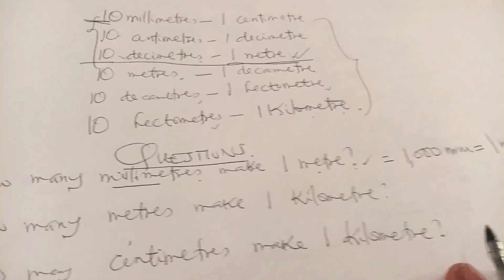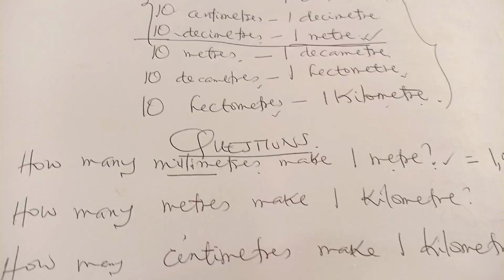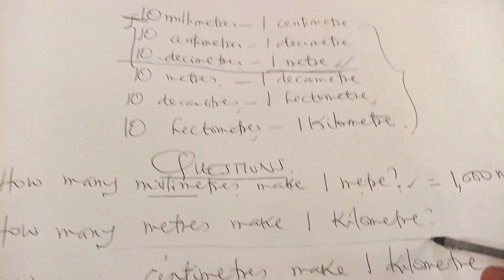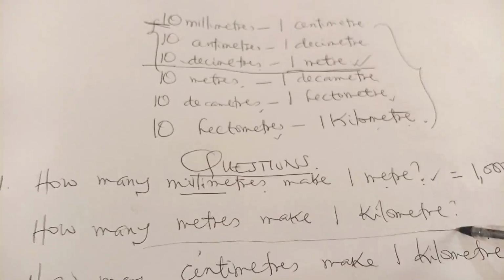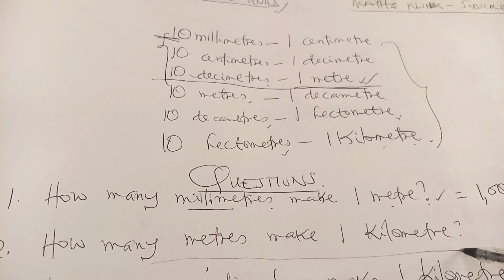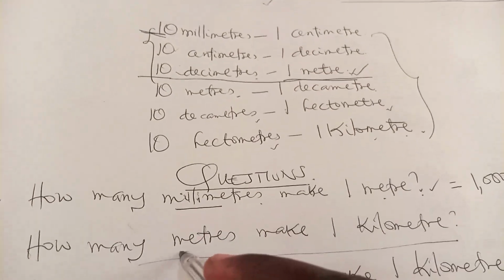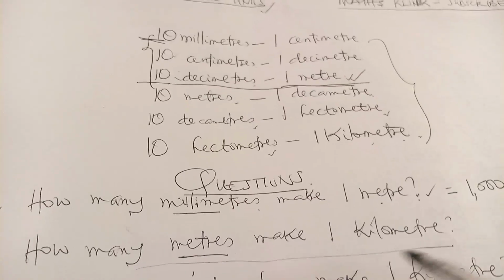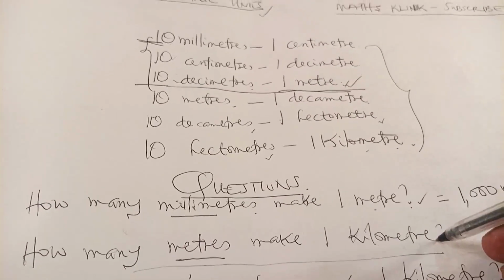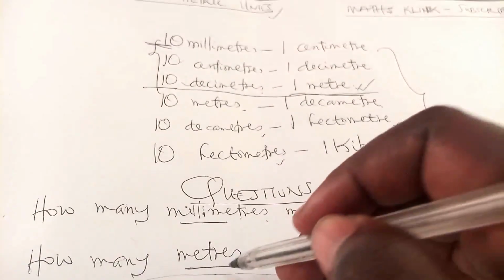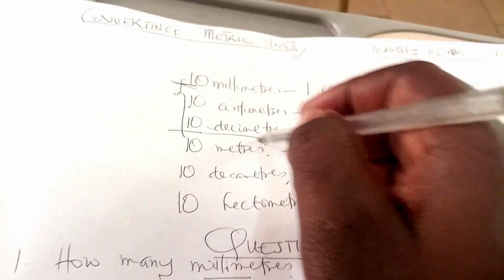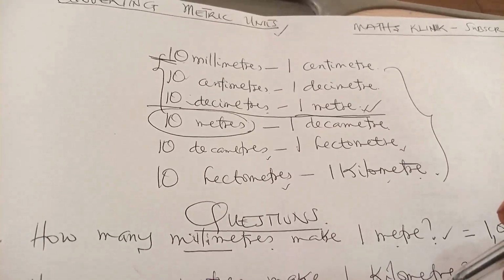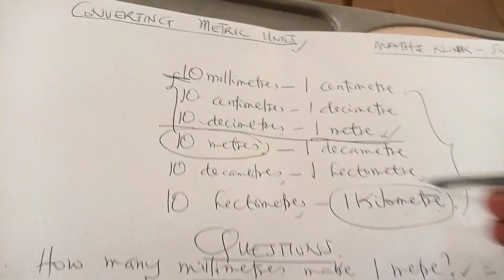Alright, the next one will make the understanding clearer. How many meters make 1 kilometer? So we always identify the first metric unit in question to our left and the second one to our right. So where can we find meters to our left? This is our meters. And where can we find our 1 kilometer? This is our 1 kilometer.